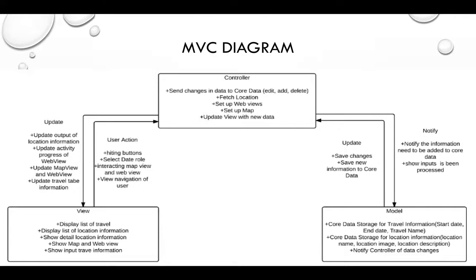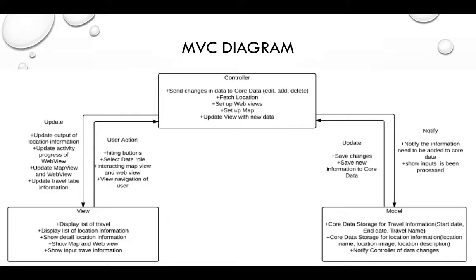The view displays the travel list and location information, showing detailed location information, showing the map and web view, and showing input travel information. And selecting buttons, selecting rows, touching the map view and web view, and web navigation by the user go to the controller. The controller notifies that information needs to be added to Core Data, showing the input is being processed to the model.